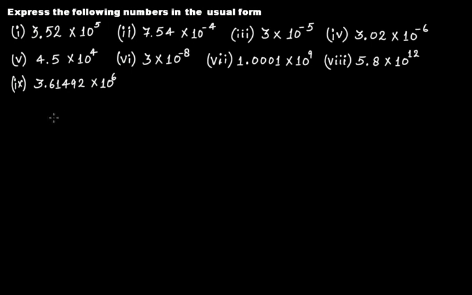In this one, you have 3 multiplied by 10 raised to the power of minus 8. This is actually 3.0 multiplied by 10 raised to the power of minus 8. Since the exponent is negative, you have to move this decimal point towards the left by 8 digits. One digit is 3. Put 7 zeros before 3. 1, 2, 3, 4, 5, 6, 7, and this decimal point here. This is the usual form of this number.